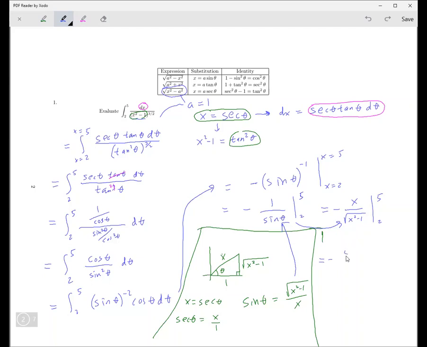Now you plug a 5 in. 5 squared is 25. 25 minus 1 is going to be the square root of 24. And then subtracting, and a minus makes a plus. And plug a 2 in. 2 squared is 4 minus 1 is 3. Now if you factor a 4 out of here, it comes out as a 2. And that answer should work right there. Okay, any questions about that?